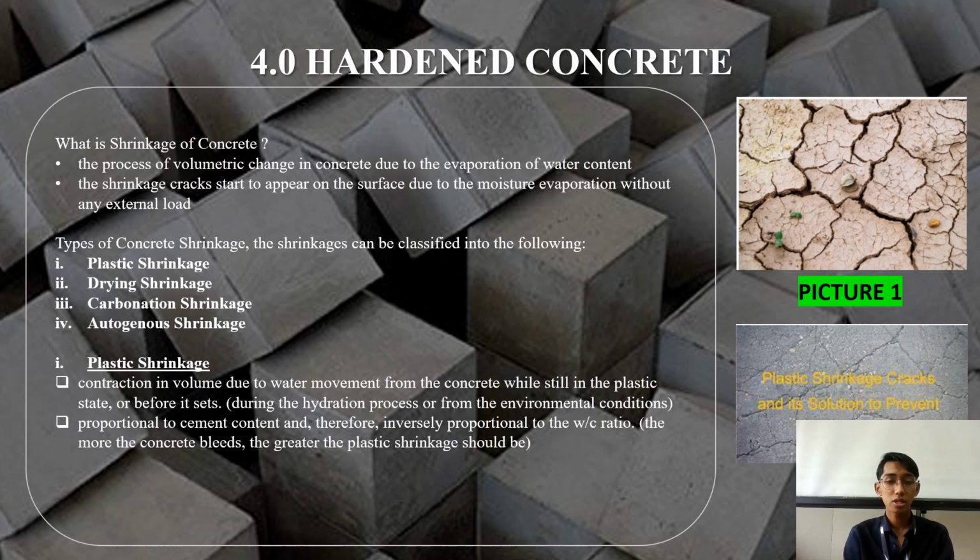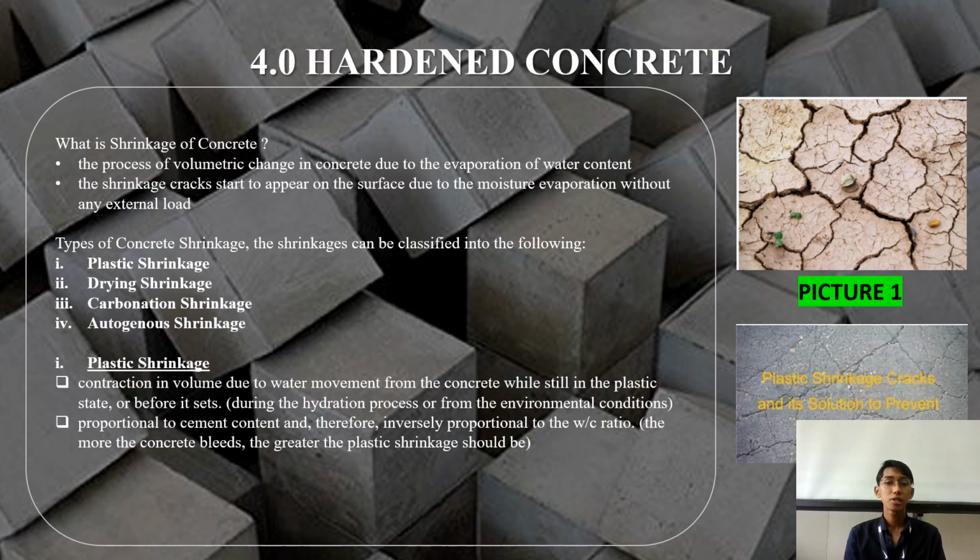Types of concrete shrinkage. The shrinkage can be classified as follows. We have four types of concrete shrinkage. Number one is plastic shrinkage. Number two, drying shrinkage. Number three, carbonation shrinkage. And the last one is autogenous shrinkage.